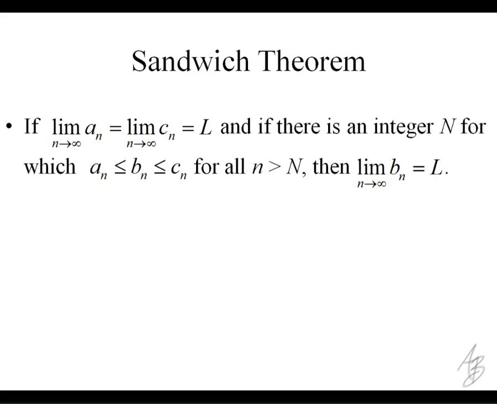Now this is going to be really useful when we look at oscillating sequences, because a lot of times we'll see oscillating sequences where we can look at a sequence that's always bigger than that and always less than that, and we can show that they converge by showing that the positive one and the negative one converge to the same limit. A lot of times this happens around 0. It doesn't have to be around 0, though. It could be around some other number also.